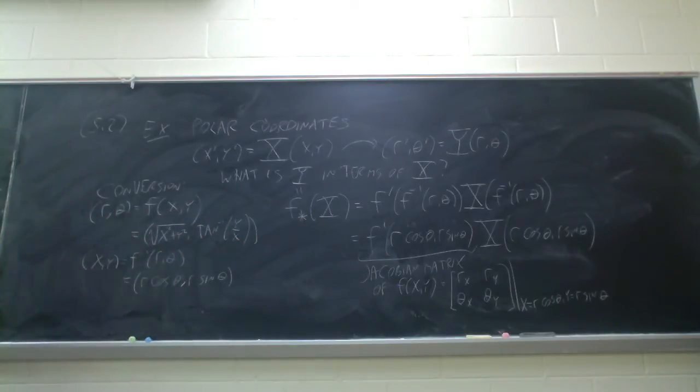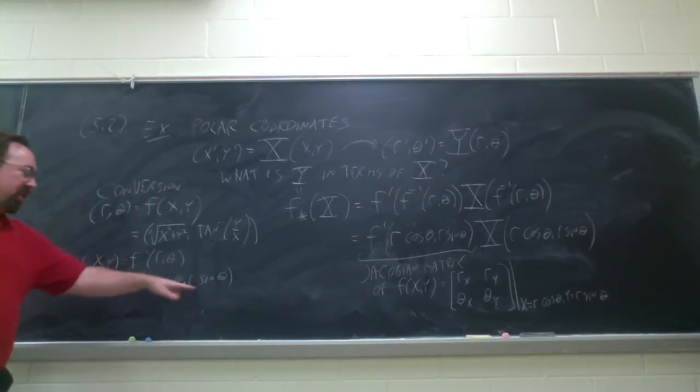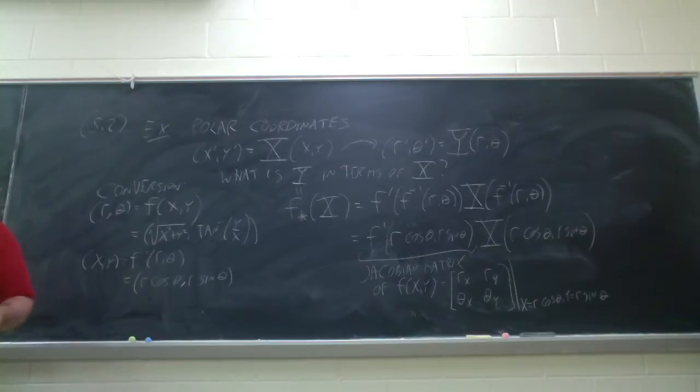But if you look at these functions of x and y, as opposed to these functions of r and theta, which ones would you rather differentiate? R cosine theta. Definitely these. So here's what we'll do. Instead of computing that directly, sometimes, like in this case, it's easier to go the other way, especially if you're only dealing with a 2x2.